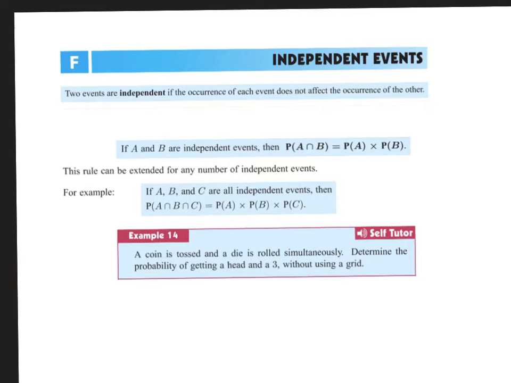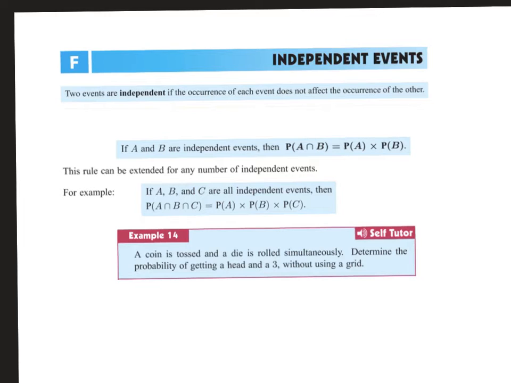It can be taken to 3 or more events as long as they are all independent. So symbolically, that is how we express independent events. So if you have intersections of event A and B or intersections of event A and B and C, then you simply take the product of all 3 probabilities for all 3 events.